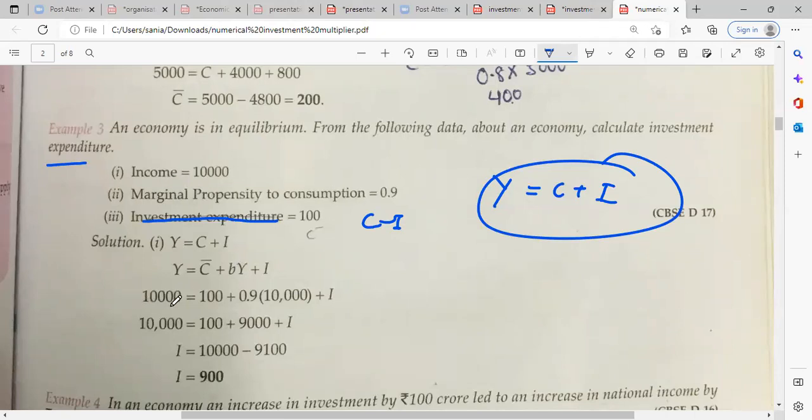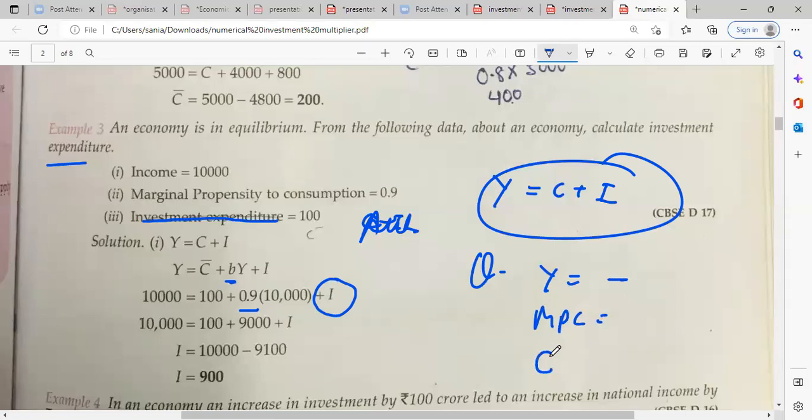So over here, income is given, 10,000. This consumption expenditure is autonomous consumption basically. Autonomous consumption is given, which is 100, plus b. What is b? MPC. So you will write 0.9. What is Y? Your income, plus I. You have to find this I. So you will put the value and you will get the answer. Clear? Yes, ma'am. For this question, what you can do is write Y equals to this, MPC equals to this, C bar equals to this, and then find I, instead of writing the entire question, and then put the values and get the answer.